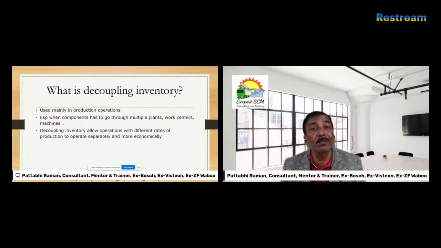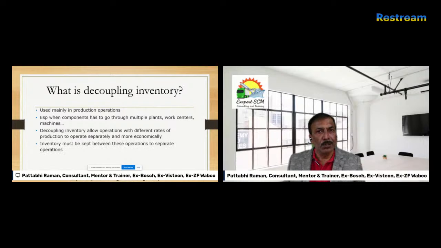Here the focus is not on serving the customer, but on improving the utilization of the facility, so that the work can continuously flow. So we have to identify such points where we need to keep this kind of inventory, so that the machines don't stop. Here the focus is on the resources. Inventory must be kept in between these operations to separate the operations. They should not wait or idle for the component, or the component should not block the flow.